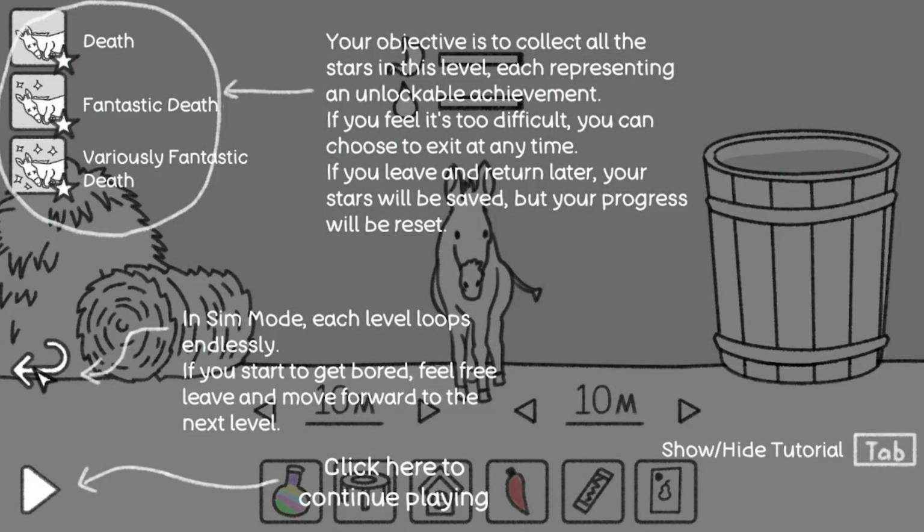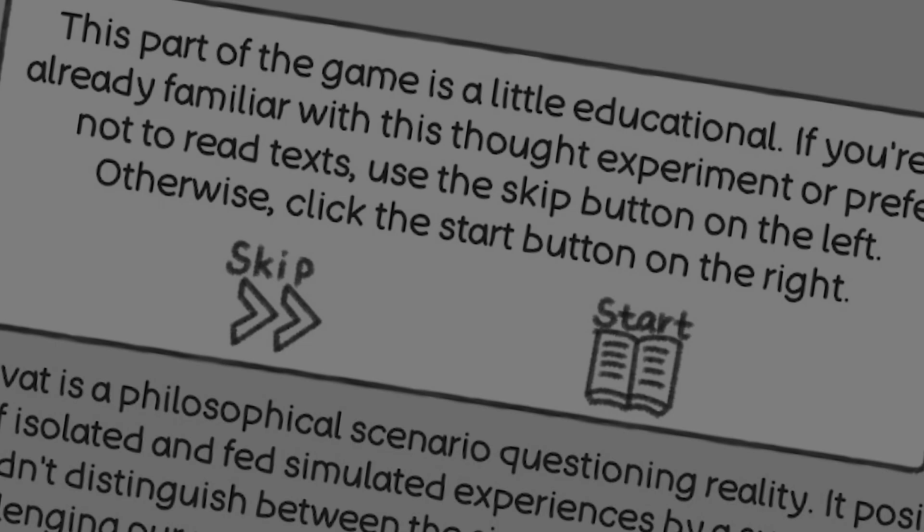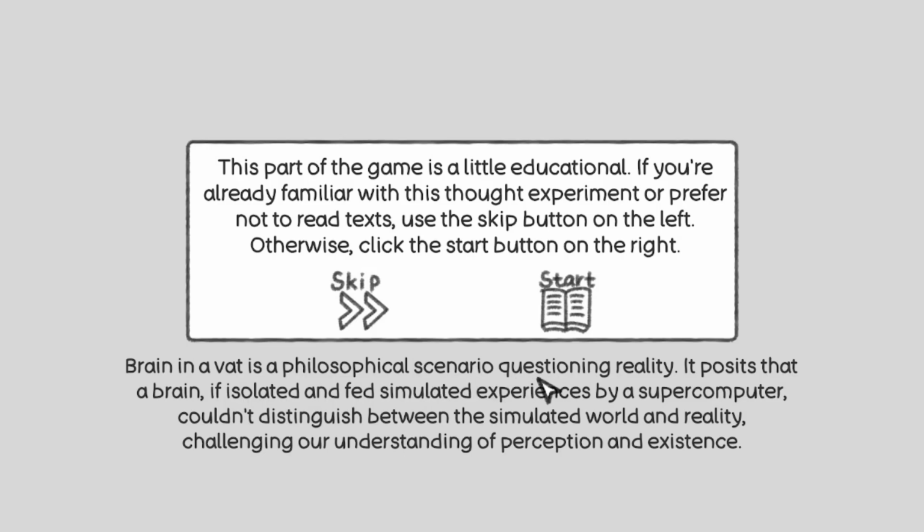Okay, that's everything. Brain in the vat. Brain in the vat is a philosophical scenario questioning reality that posits that a brain, if isolated and fed simulated experiences by a supercomputer, couldn't distinguish between the simulated world and reality, challenging an understanding of perception and existence.